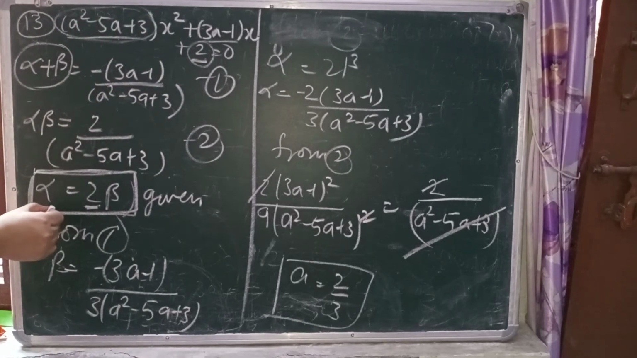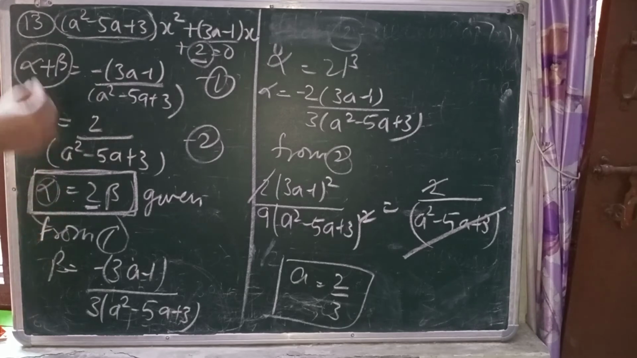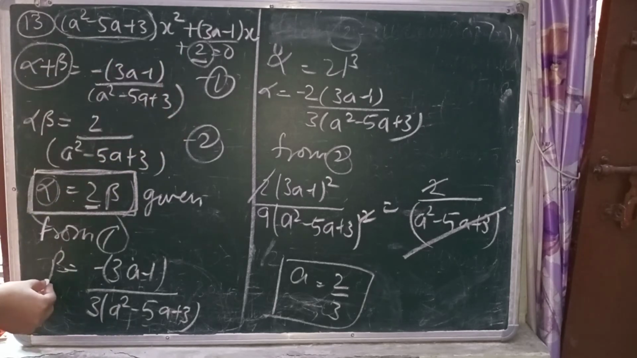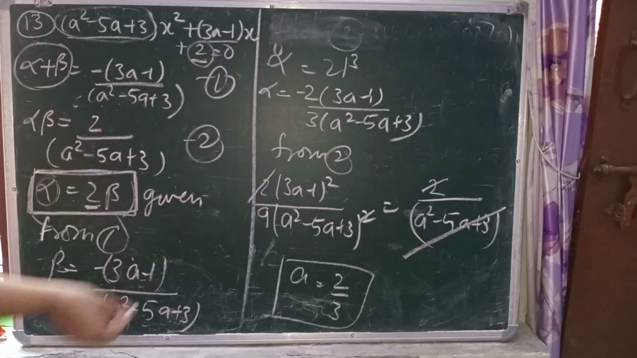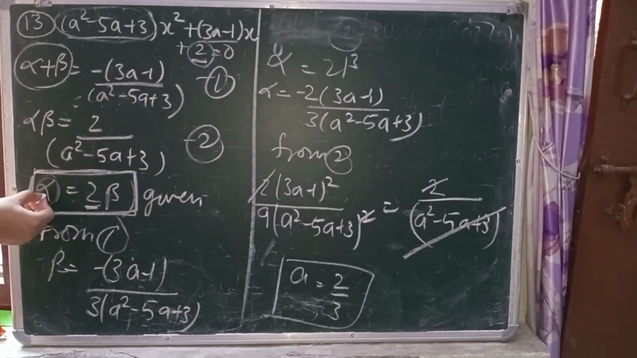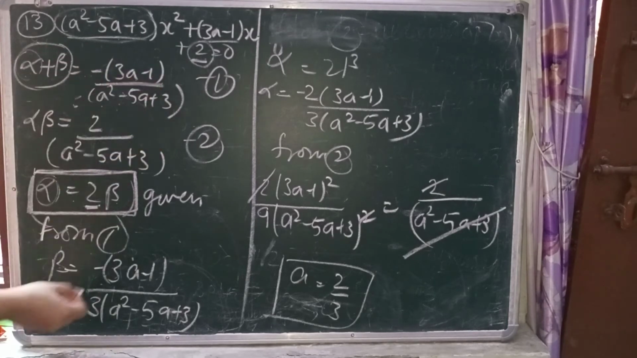And another thing, it was given that one root is twice the other root. So first, from equation number 1, I have put in the value of alpha. So it is 2 beta plus beta, it will be 3 beta. So 3 beta is equal to this one. So beta will be minus 3a minus 1 upon 3 into a square minus 5a plus 3. Once again I am telling, alpha was 2 beta. So here in place of alpha I have put 2 beta. So together it will be 3 beta. So I will get the value of beta.